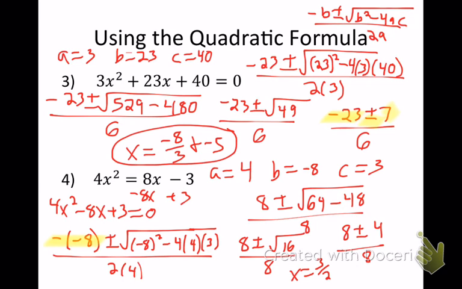And then I do 8 minus 4. What's 8 minus 4 going to give me? 4. 4 over 8 is 1/2. So I have x equals 3 over 2 and x equals 1/2.